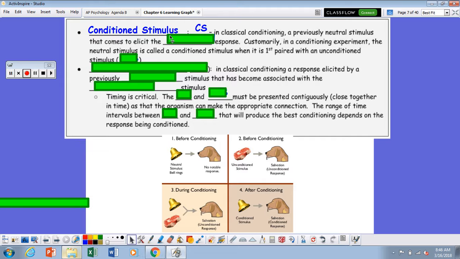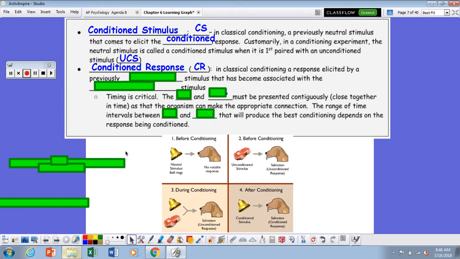The conditioned stimulus, the CS, in classical conditioning was previously a neutral stimulus, as we mentioned before, and that comes to elicit the conditioned response. Customarily, in a conditioning experiment, the neutral stimulus is called a conditioned stimulus when it is first paired with an unconditioned stimulus, or the UCS.